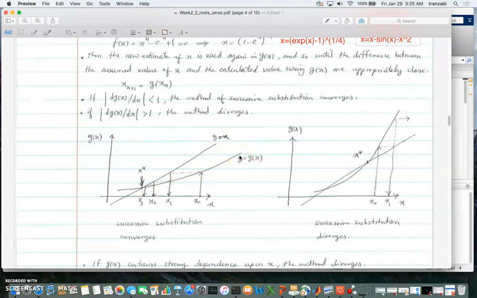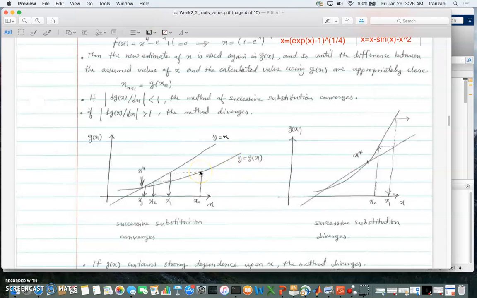So we have converted the problem of f of x equal to 0 to x equal g of x by intersecting two lines. Now the way that successive substitution works is the following. We start with a guess, x naught. So here's x naught. I just locate that on the y equal g of x.